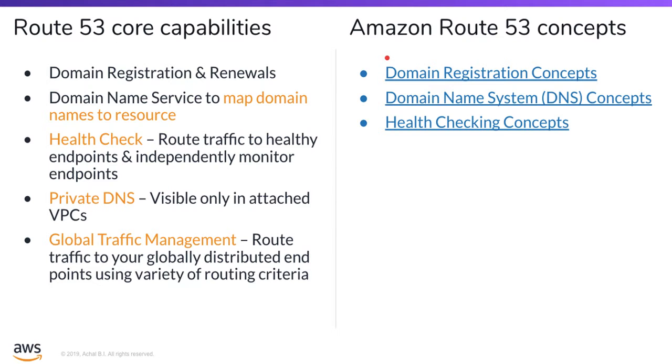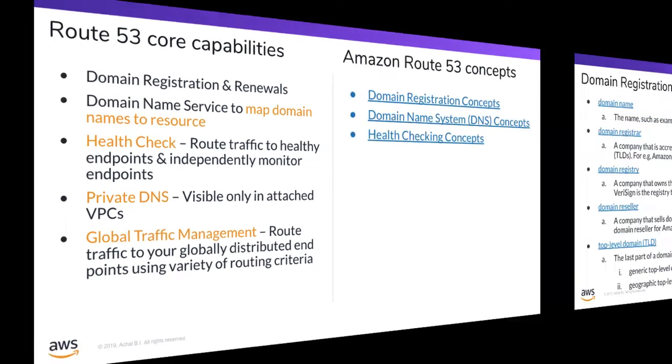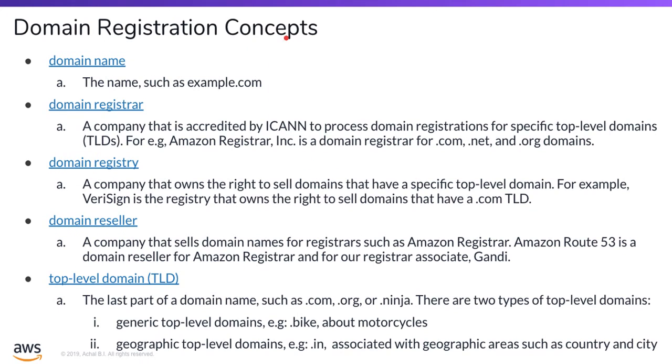So Amazon Route 53 has three main concepts, as I said earlier. Domain name registration, domain name system, and health checking. Let's see what are the functionalities or aspects involved in these concepts. So when it comes to domain registration, the first thing we need to understand is domain name. Domain names are names such as example.com. Understand that www dot is not part of the domain name.